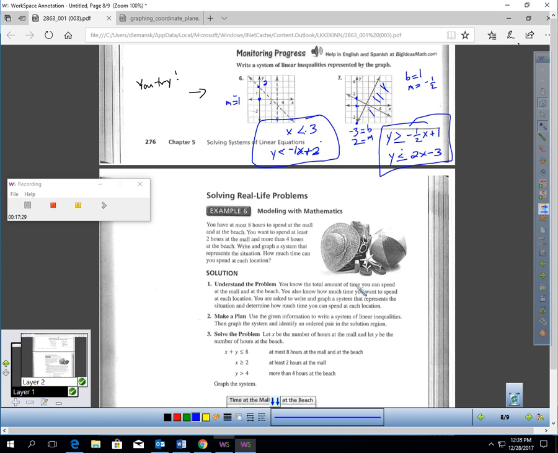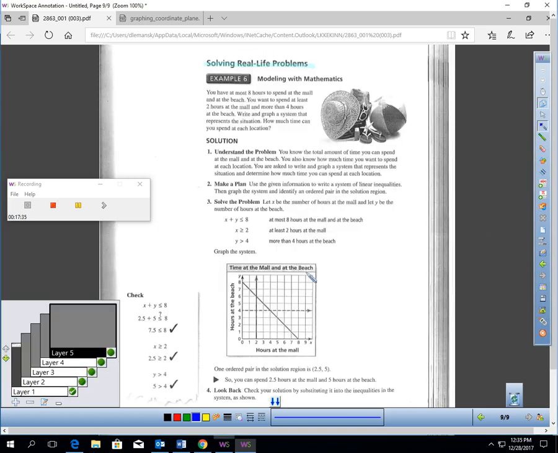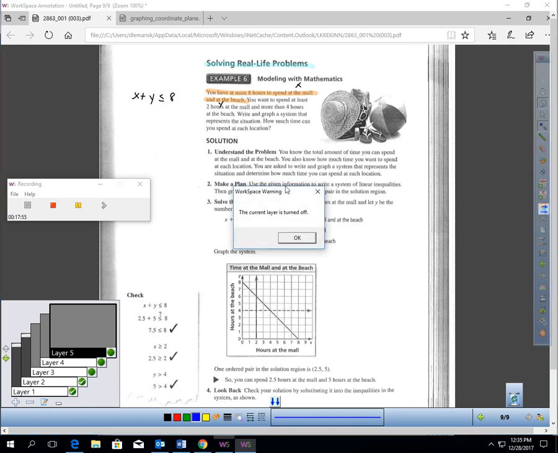To finish up, we can use graphing systems to solve a real-life problem. So let's look at this question. You have at most 8 hours to spend at the mall and at the beach. So x is the time at the mall, y is the time at the beach. So x plus y has to be less than or equal to 8. I have at most 8 hours to spend.